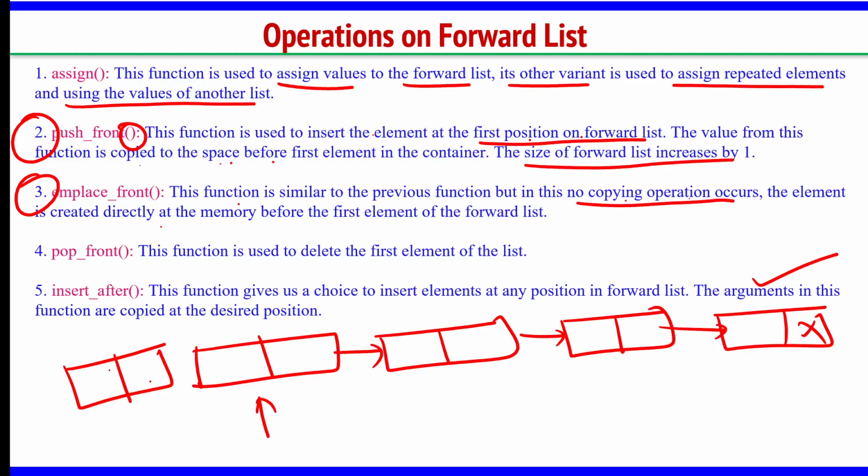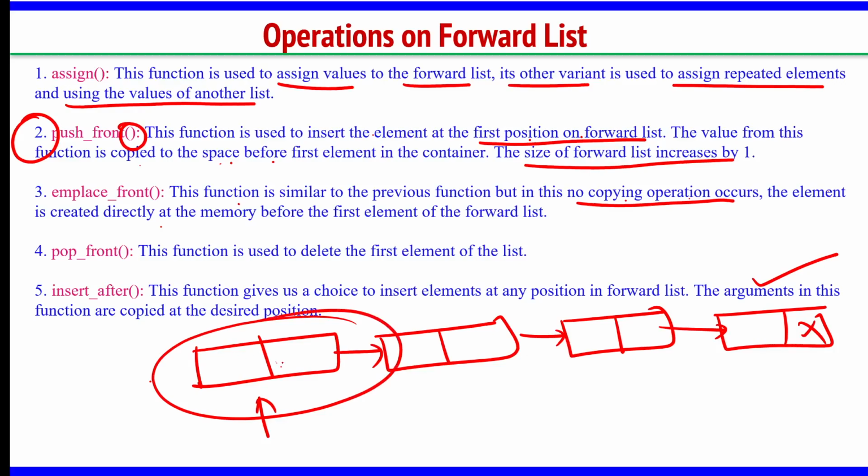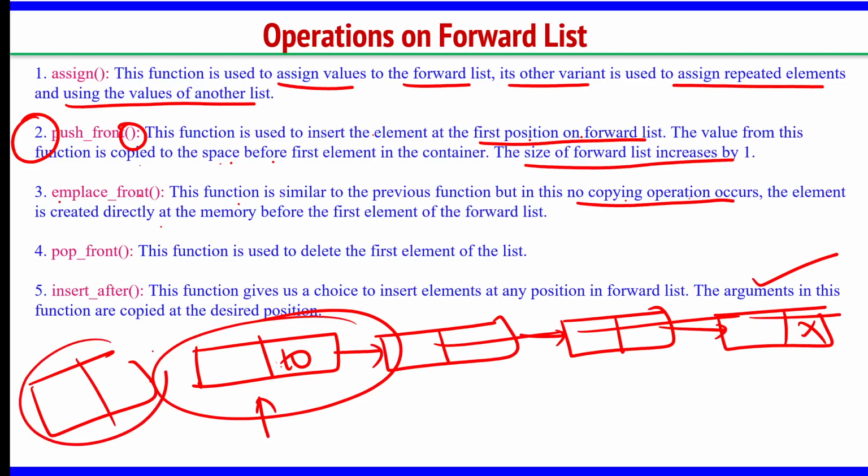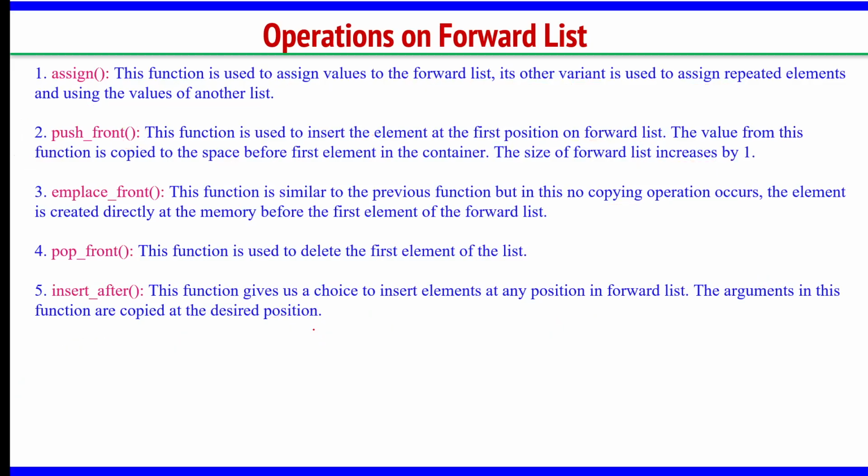Now let us see. If you use emplace front, a memory block is created and the element is inserted. If you use push front, only the element is stored. Anyhow, this node structure does not exist in the STL library; it is just for easy understanding. If you use emplace front, it will create a memory block. If you use push front, it will just insert the value here and this will be moved forward. A new memory block will not be created in push front.